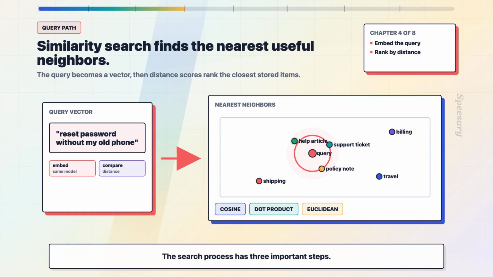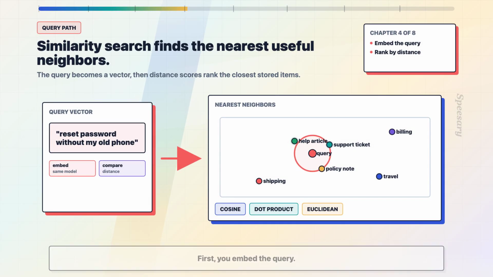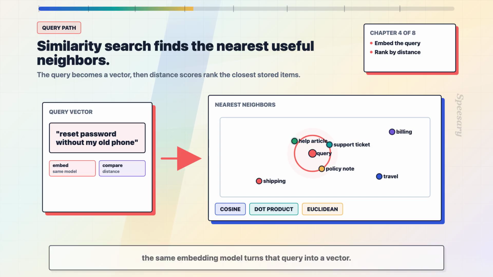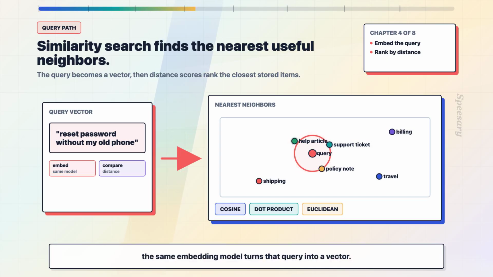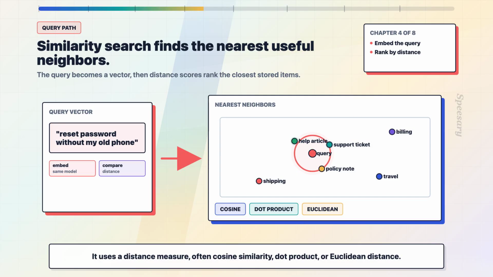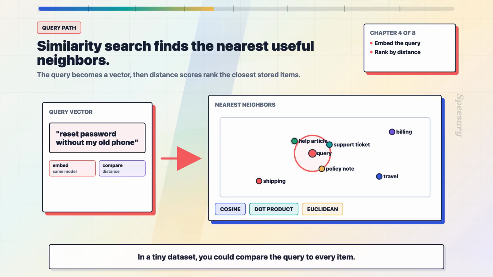The search process has 3 important steps. First, you embed the query. If a user asks, "how do I reset my password without my old phone?" the same embedding model turns that query into a vector. Second, the database compares that query vector against stored vectors. It uses a distance measure, often cosine similarity, dot product, or Euclidean distance. Third, it returns the nearest neighbors, the stored items whose vectors are closest to the query.